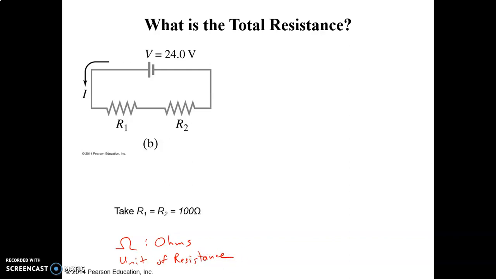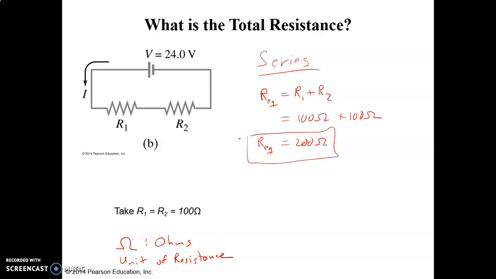All right. So when we are asked to find the total resistance of a circuit, first thing we ask is, is it series or parallel? Here we've got two resistors in a single line, so that would be a series. And so to calculate it, we know that the equivalent resistance is just going to be the sum of the two resistances. We know that they're both equal to 100 ohms. So that means that the equivalent resistance is equal to 200 ohms. Pretty simple. Let's do one a little harder.